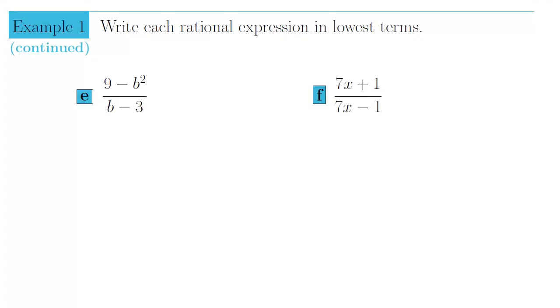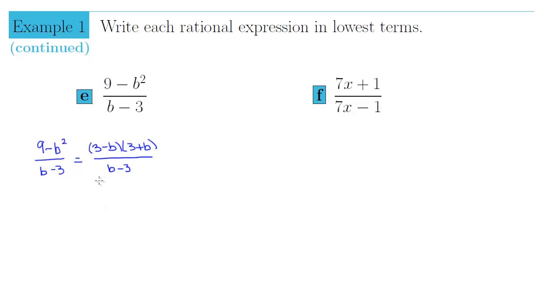Example 1e. Write the rational expression in lowest terms. 9 minus b squared over b minus 3. All right, now let's take a look. First we start with the numerator, 9 minus b squared, and we want to factor that as far as possible. 9 minus b squared is actually a difference of squares. 9 is a perfect square, 3 times 3, and b squared is a perfect square, b times b. So we can rewrite this, if you recall, as 3 minus b times 3 plus b. In the denominator we have simply b minus 3, and that can't be factored, so we'll simply write b minus 3.